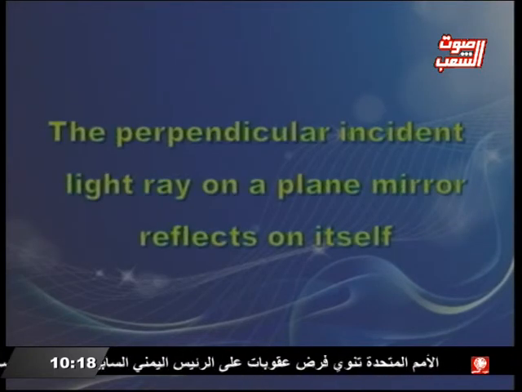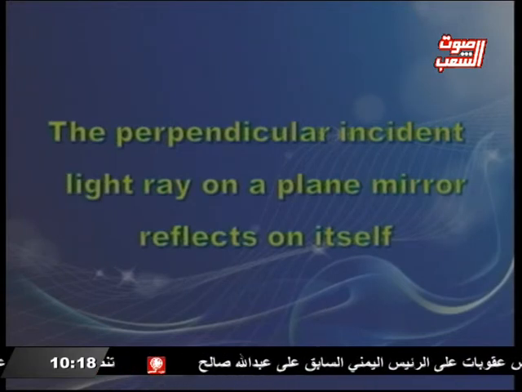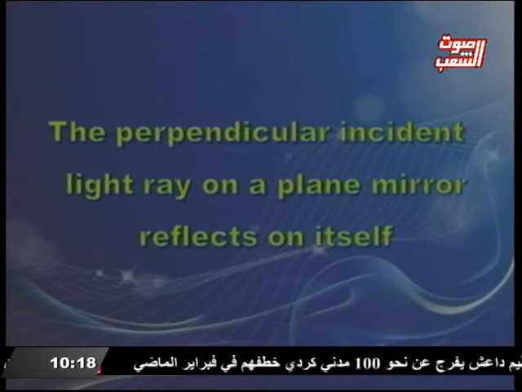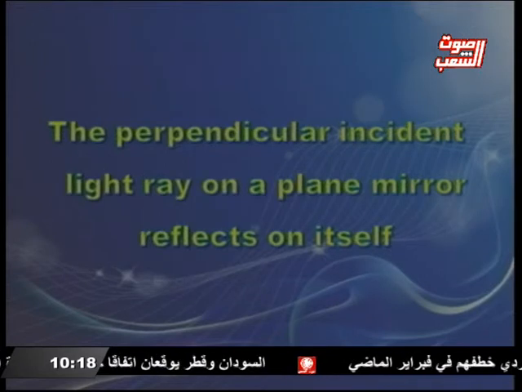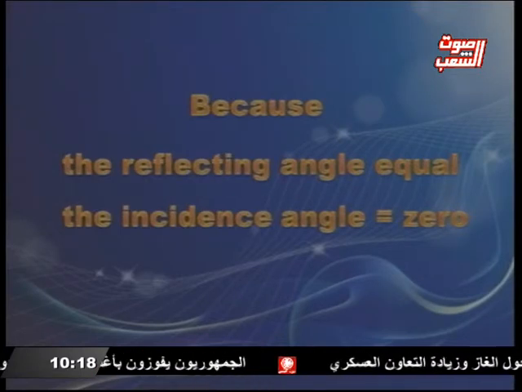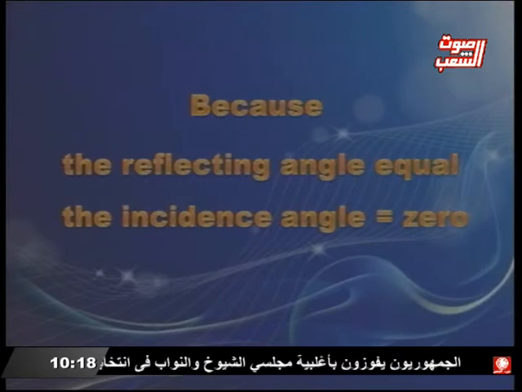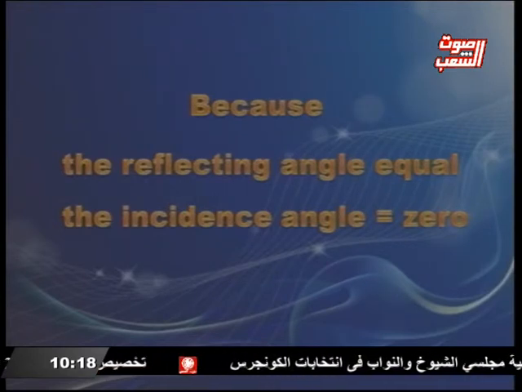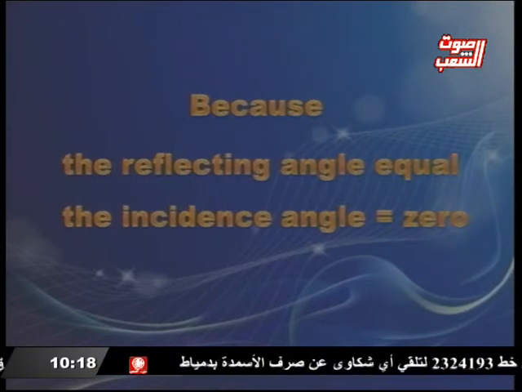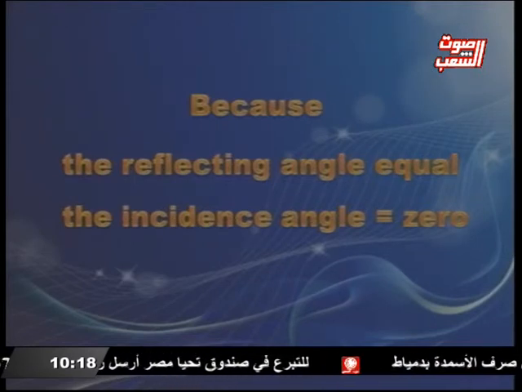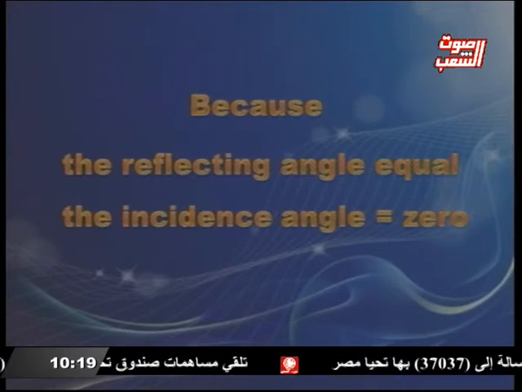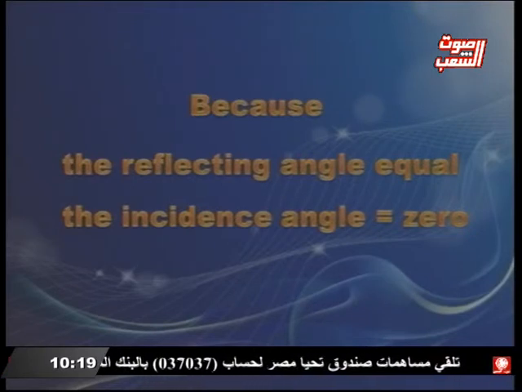After that, another sentence. The perpendicular incident light ray on the plane mirror reflects on itself. Why does it reflect on itself? Because the reflecting angle equals the incident angle, which equals zero. Why? Because the angle between the normal line and the incident light ray equals zero, since the light ray falls along the normal line, in the same direction. So because the reflecting angle equals the incident angle equals zero.